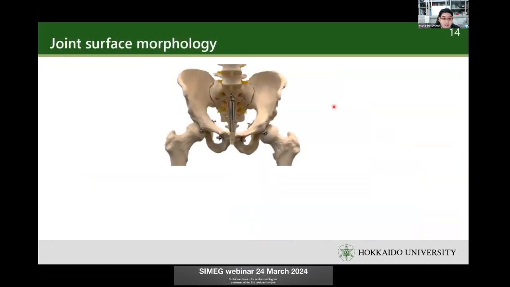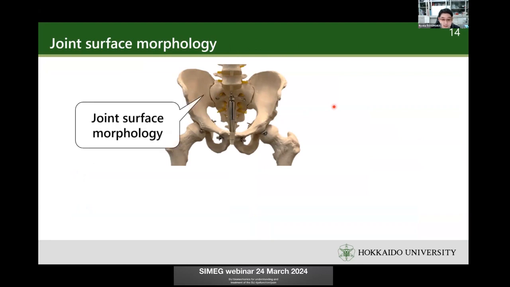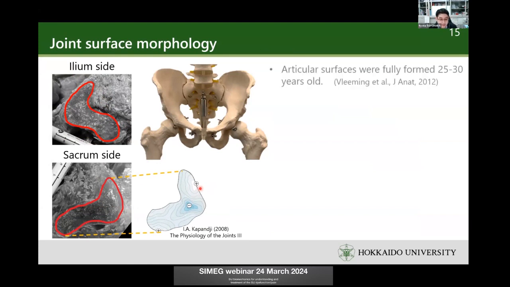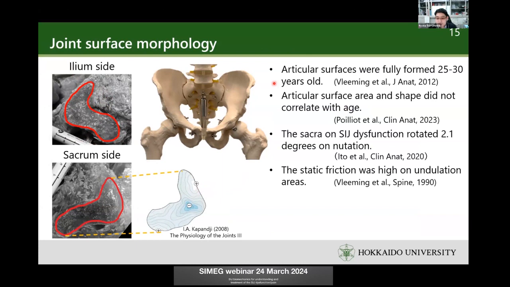In this topic, I focus on the joint surface morphology. This is the joint surface on the cadaver, on the ilium side and sacrum side. As you know, this surface is very uneven, very rough. But the previous researchers, maybe not many researchers work on the biomechanics of this joint surface. It has been shown that the articular surfaces are fully formed after 20 years old. But once completed, the surface area and shape did not correlate with age. So maybe the articular surface will not change with aging.